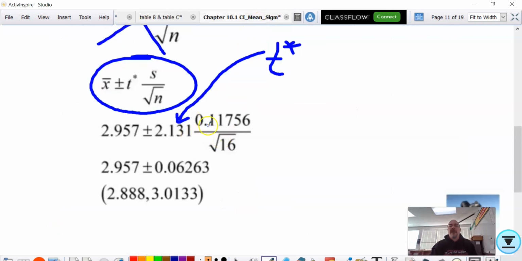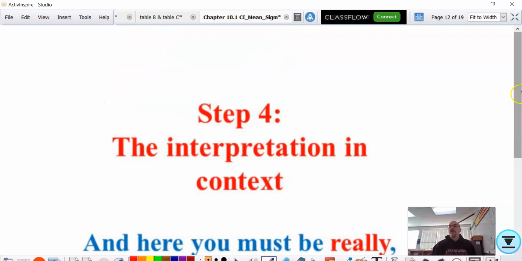Okay. Then our standard deviation that we got is 0.11756. We're going to divide that by the square root of 16 because our sample size is 16, and the mean is 2.957. So voila, ladies and gentlemen, do the plus and minus and we get that as our interval. Okay, interpret.